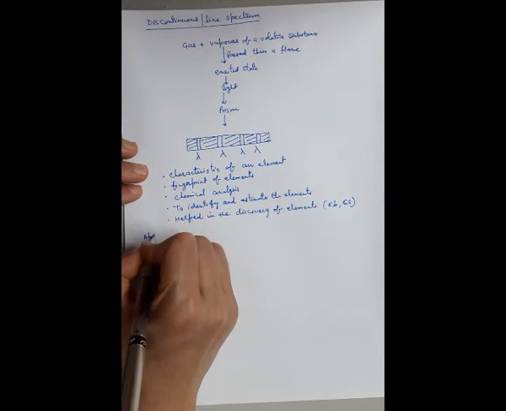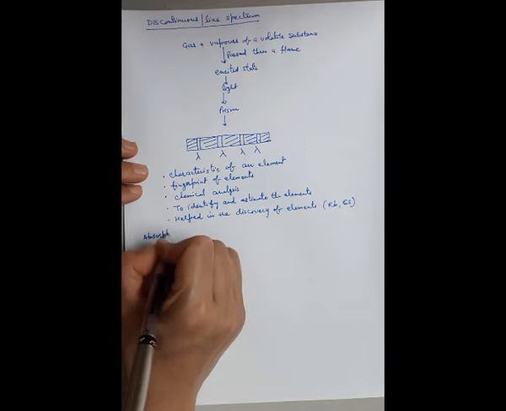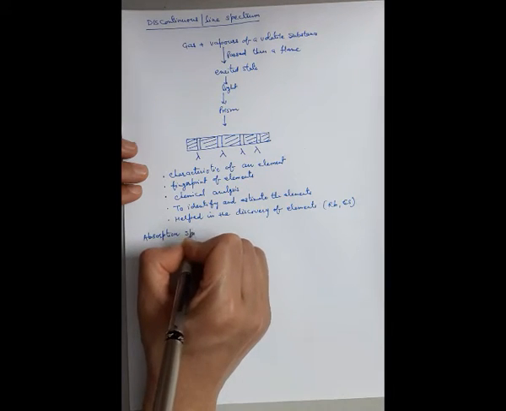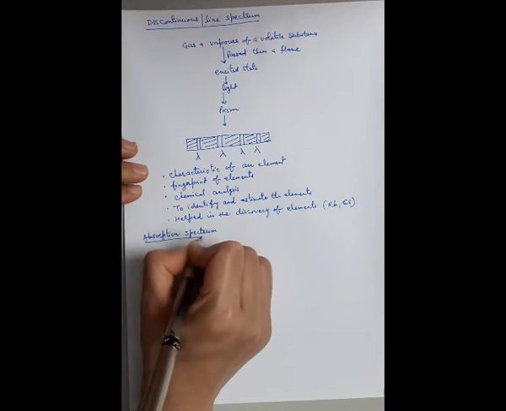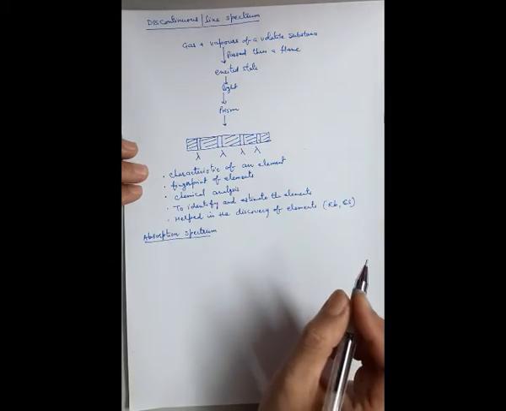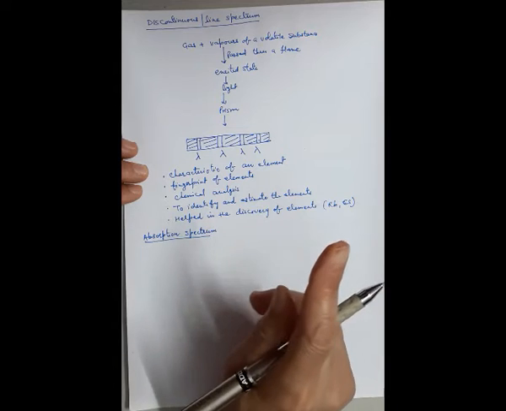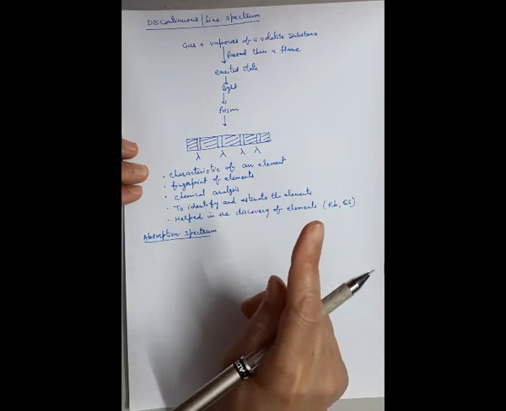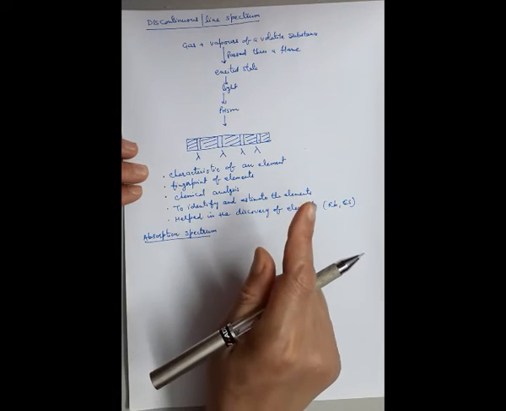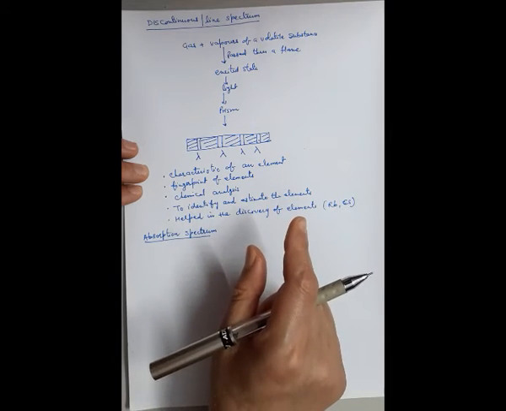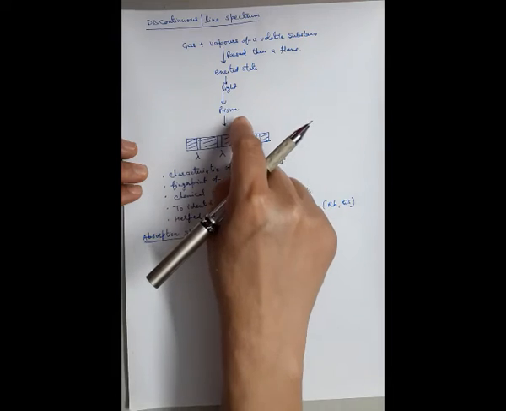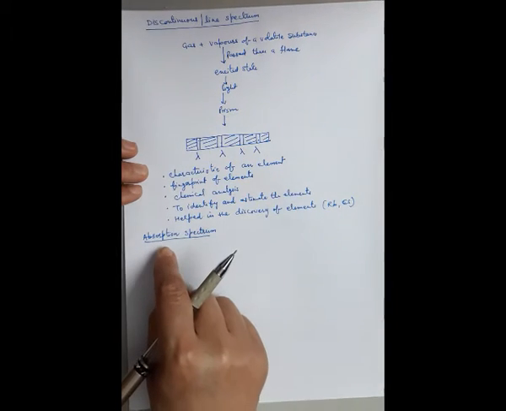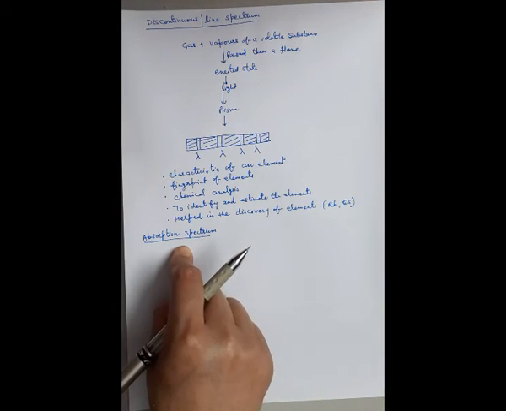Children, let's talk about absorption spectrum. What we have discussed till now is continuous and line spectrum, and both of them are part of emission spectrum. In emission spectrum, the sample or white light is directly passed through the prism. But see what happens in case of absorption spectrum.